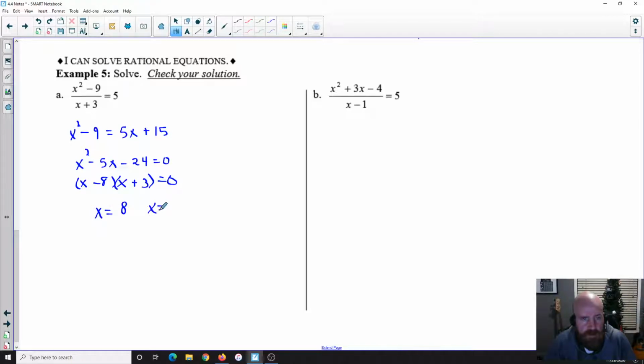So we end up with 8 and negative 3. Plugging negative 3 in would make the denominator 0, so that can't work. If we plug the 8 in, that should work out.